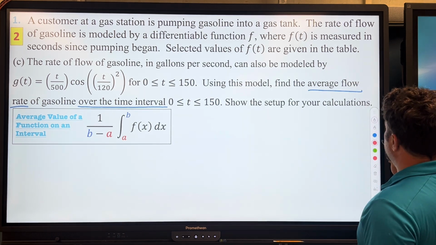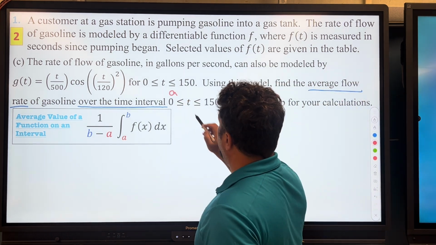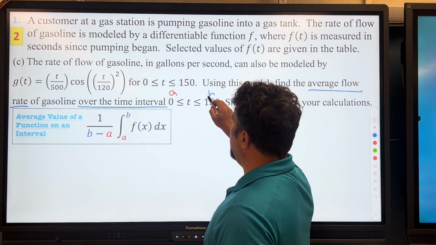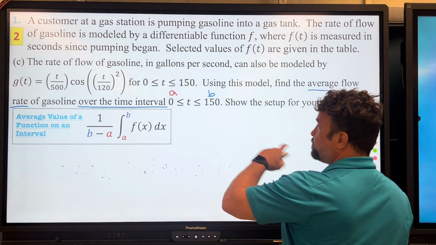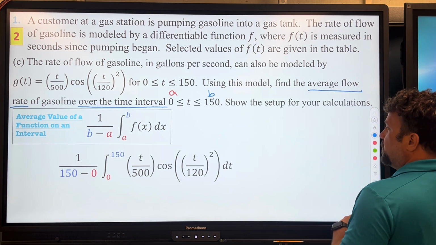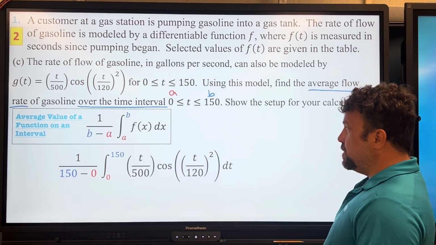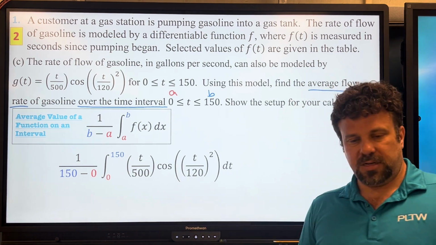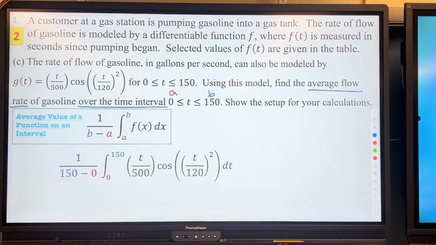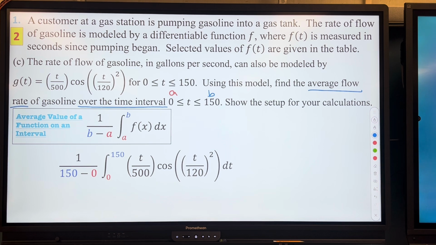Now what exactly is our interval? Well, we're going from a to b, so this is pretty easy. You're going to use your calculator to solve this. It's going to be 1 over b minus a, 150 minus 0, times the integral from 0 to 150 of t over 500 times cosine of (t over 120) squared. Now I'm going to do just one question with the calculator. I'll do the calculator with you.